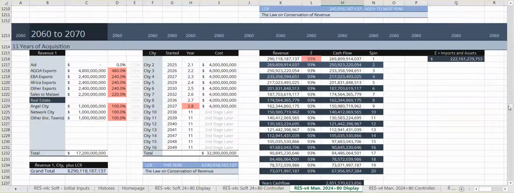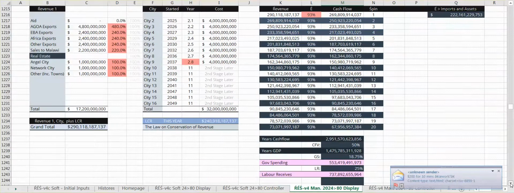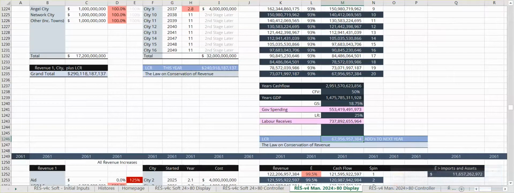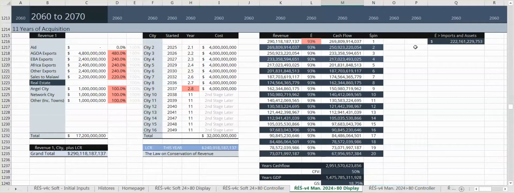Okay, so now we're at the next section. From 2060 to 2070, I experimented with acquisition, adjusting E to 93%, dumping most of the highly prized LCR. So you start with 240 billion in LCR and end with a lot less, 67. And that is worked out there.